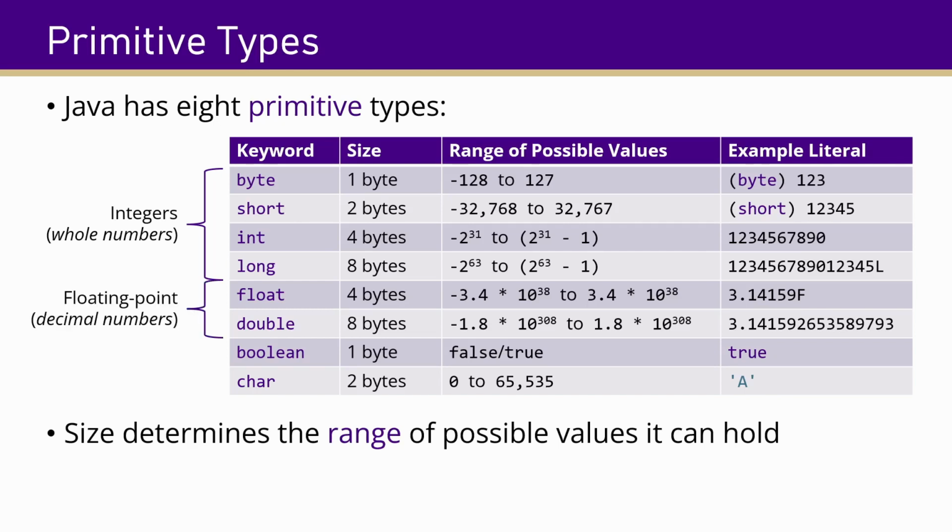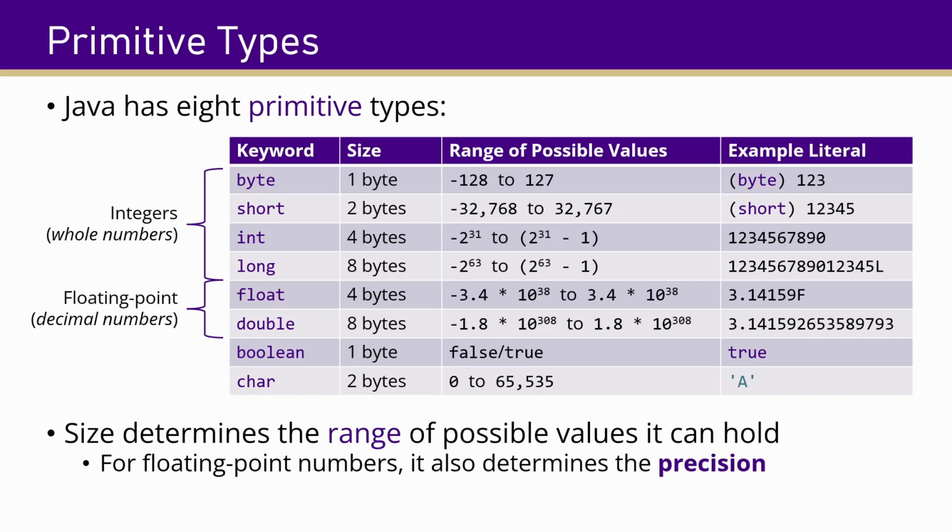Down below, we have 2 floating point types that can store decimal numbers. These are float and double. And again, the larger double type can hold a wider range of values. So for floating point numbers, the size of the type also determines the precision. If you look at the example, you can see the double is able to store many more digits of pi.